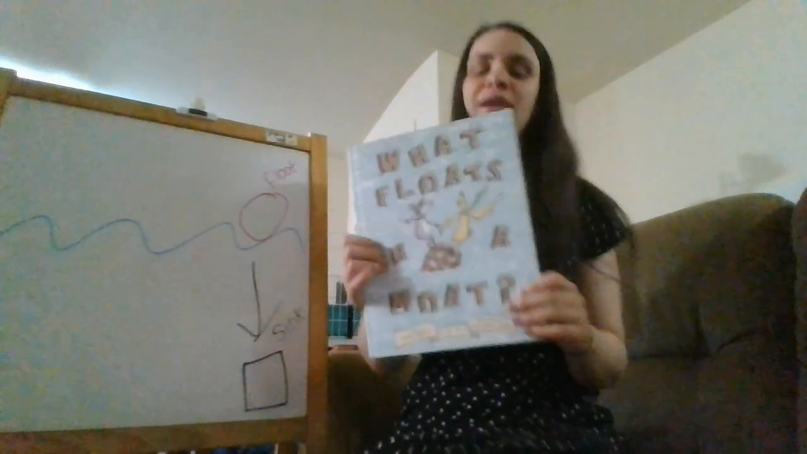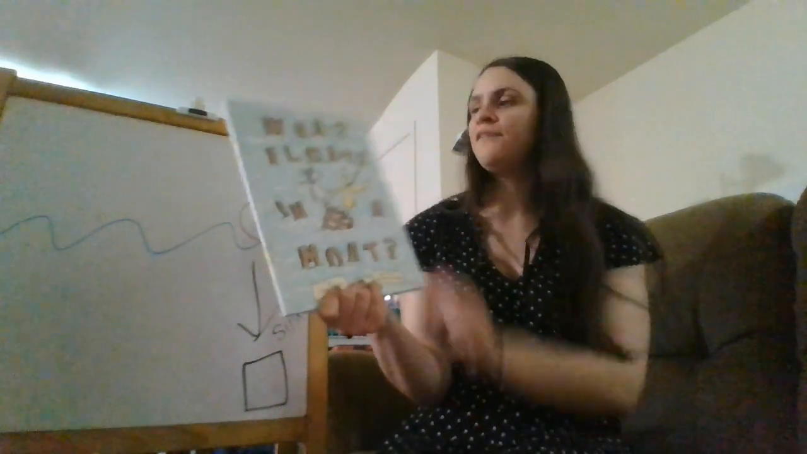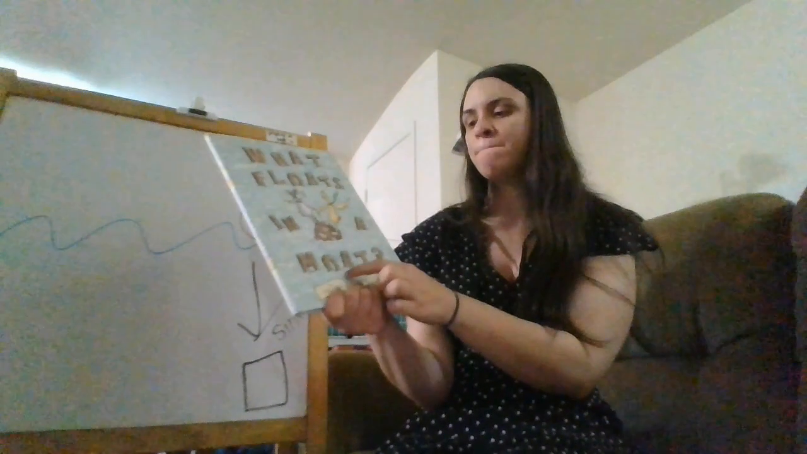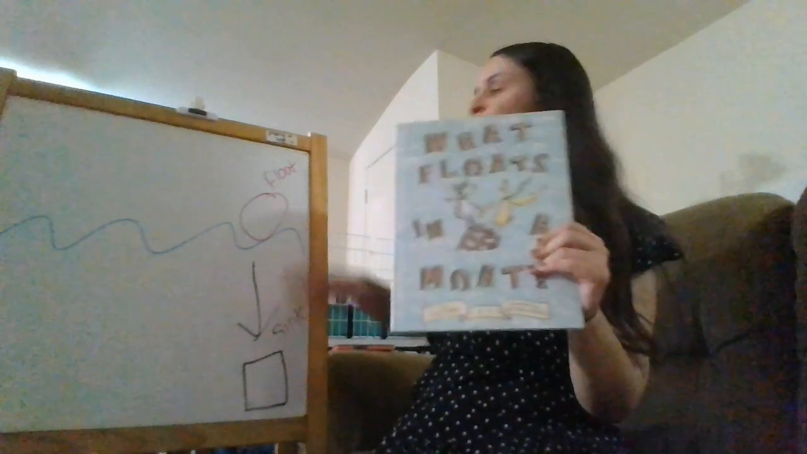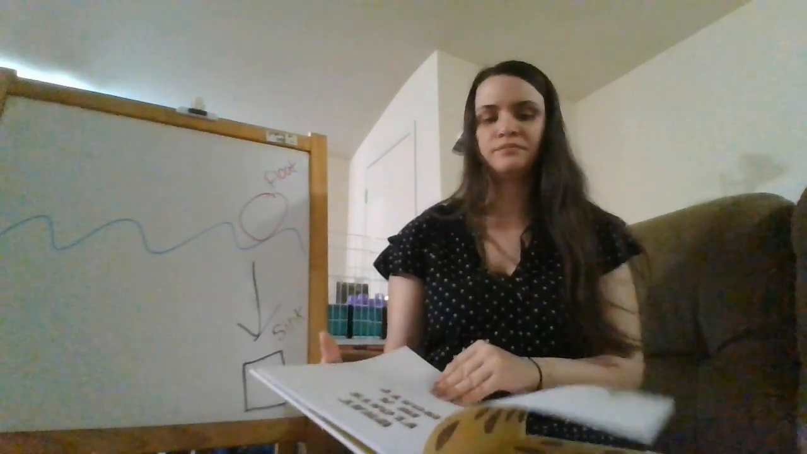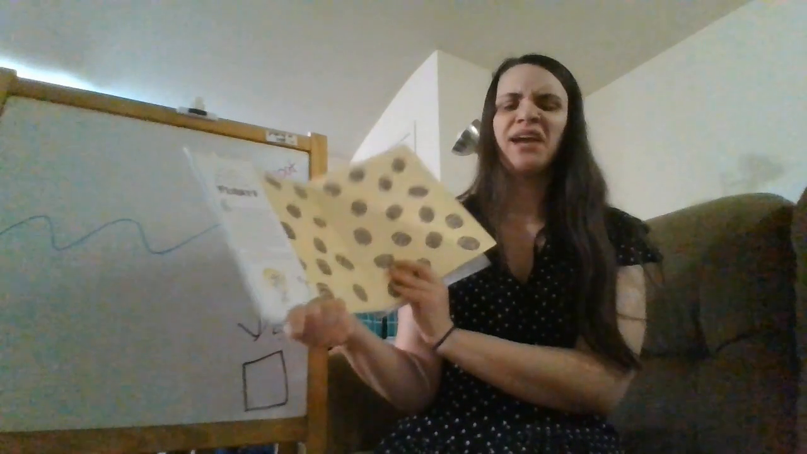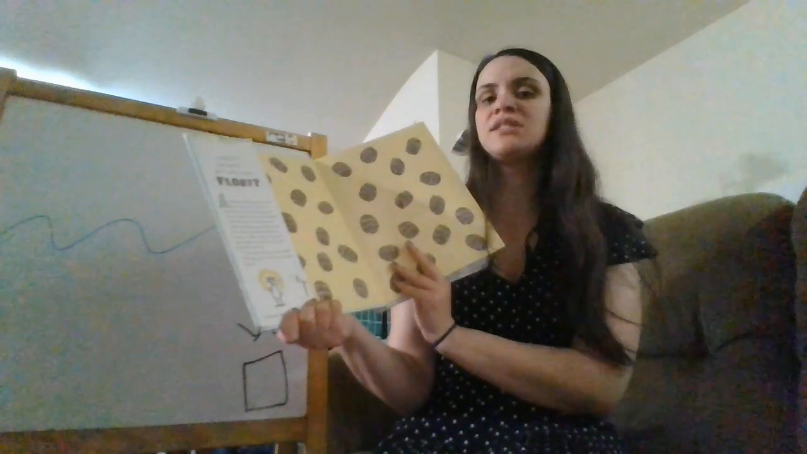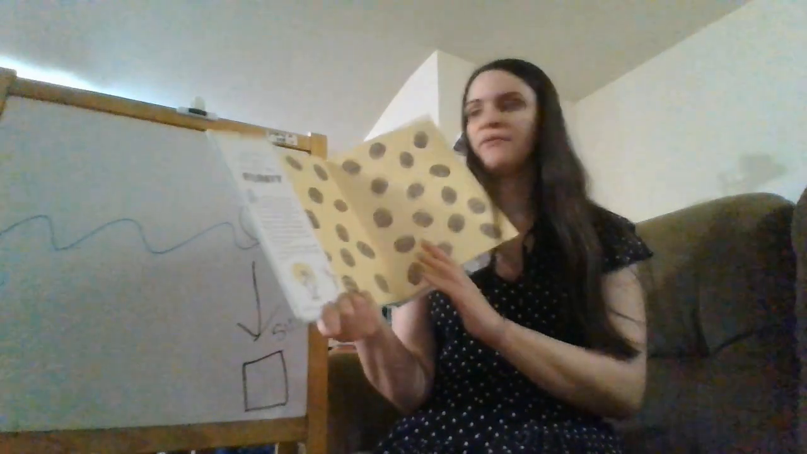So we're going to read a book about sinking or floating. It says, what floats in a moat? And if you hear float and moat, both rhyme. So we're going to find out what floats in a moat. Remember, float means it stays on top of the water. It says, one goat, one moat. But what will float? I hear some more rhyming words. Does anyone hear anything that rhymes? We have goat, moat, float. They all have the same ending sound, so they all rhyme.